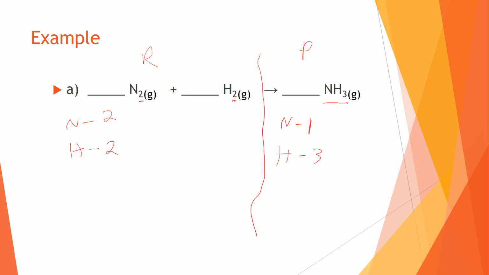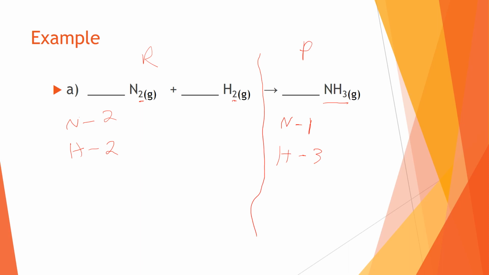So what I'm going to do is start by trying to add coefficients at the front. Remember, I can't change these numbers. I can't change the 2's there, I can't change the 3. I can't add in an extra nitrogen here, because that would be changing the chemicals. So what I need to do is add coefficients. I have 3 hydrogens over here, and I have 3 hydrogens over here. I have 2 nitrogens over here, and I have 1 nitrogen over here.